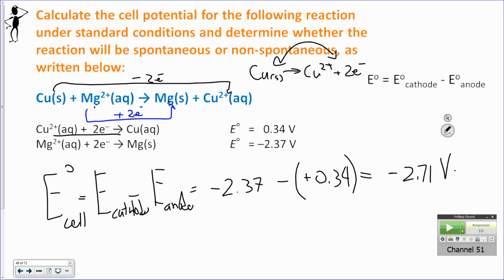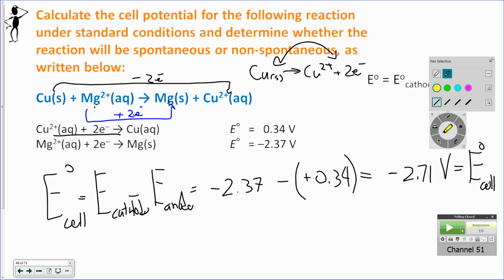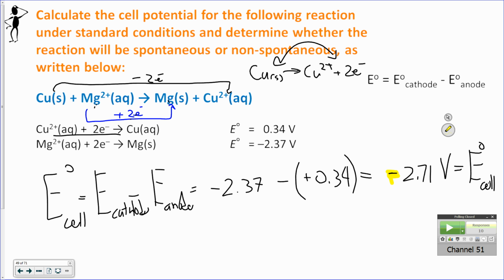So this equals the standard electrode potential. Is this going to be spontaneous or non-spontaneous? It's negative. That's what tells you if it's spontaneous or not. Is it a positive value or a negative value? This is an electrolytic cell. It's having to be driven to be here. Okay? All right. Seems simple enough.